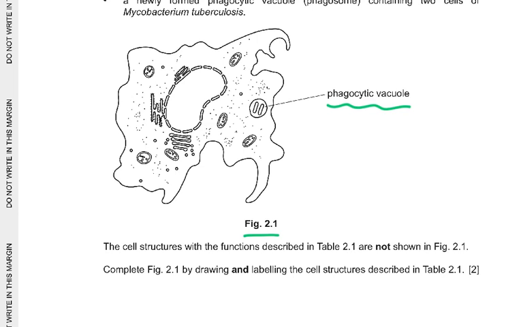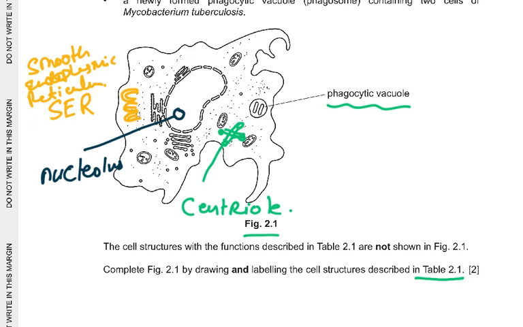Complete figure 2.1 drawing and labeling the cell structures described in table 2.1. Now you can see this is only for 2 marks. So if you drew all 3 and they were correct, you got 2 marks. If 1 or 2 were correct, you'd get 1 mark. All 3 structures should have been correctly drawn, and they must have been labeled. If you did not label them, then it's only 1 mark, even though you drew them correctly.